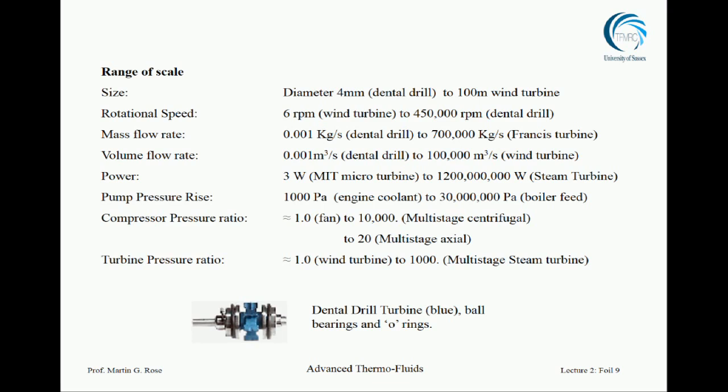In terms of rotational speed, the slowest I can think of is 6 RPM. This is a wind turbine, a big wind turbine. You can always tell how big a wind turbine is by how fast it's rotating. The big ones go slowly, the small ones go fast, because the tip speeds are almost identical across the complete range. So the 6 RPM tells you it's a big one because it's low.